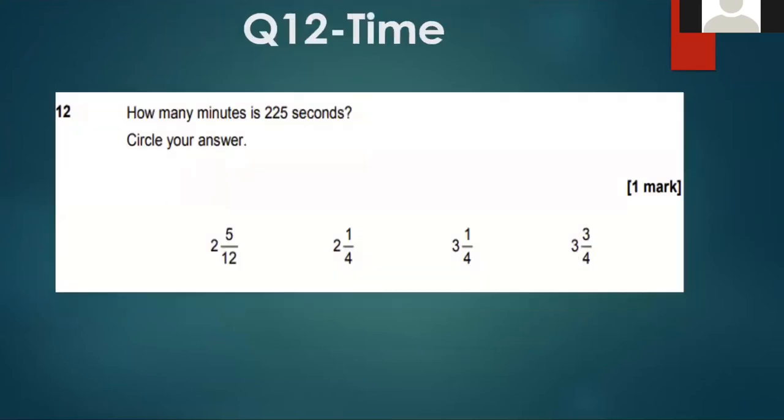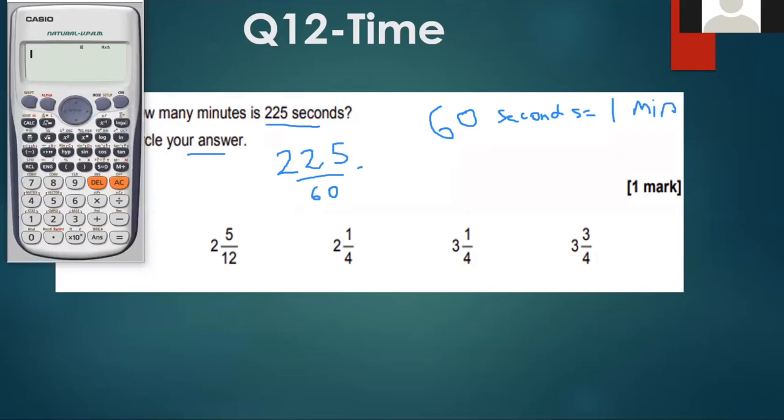Okay, guys, question number 12. How many minutes are in 225 seconds? Circle your answer. Well, 60 seconds is 1 minute. So 60 seconds equals 1 minute. So 225 divided by 60 is going to give me the number of minutes for this.